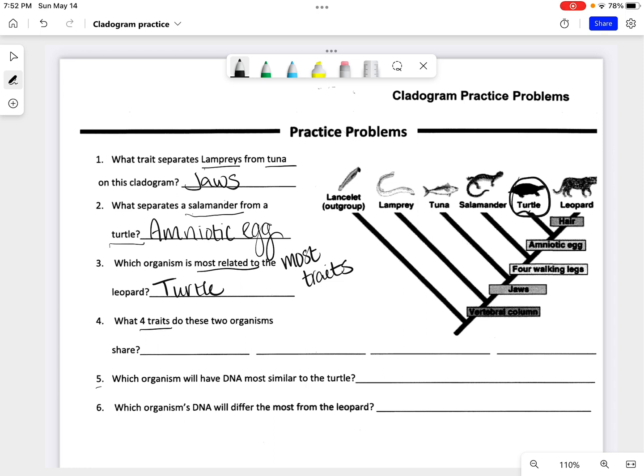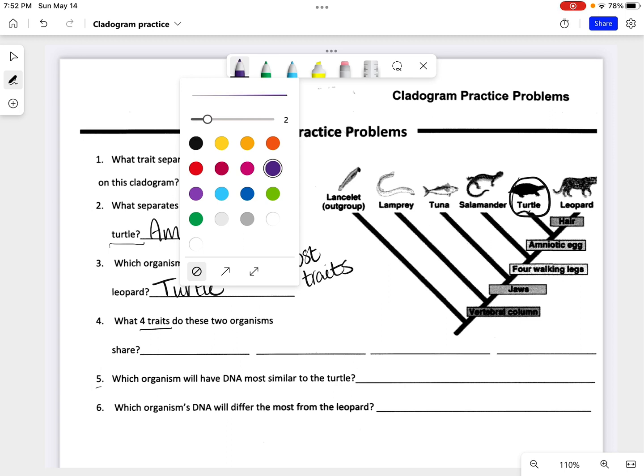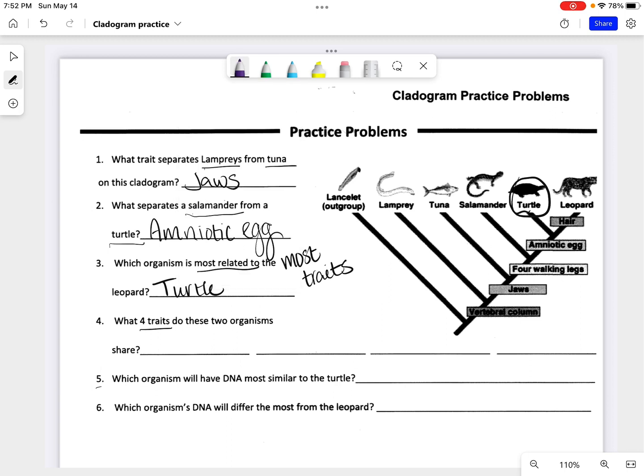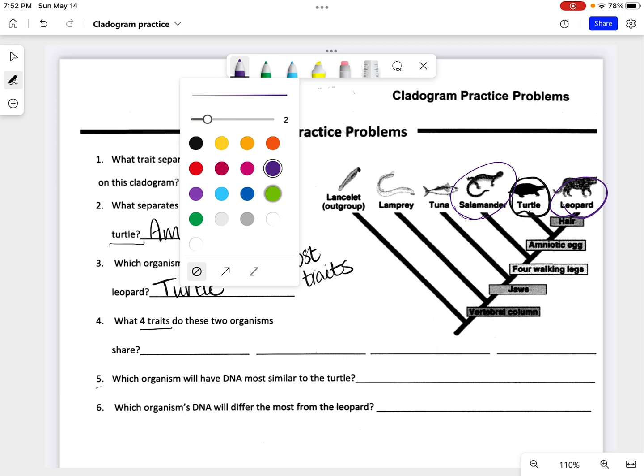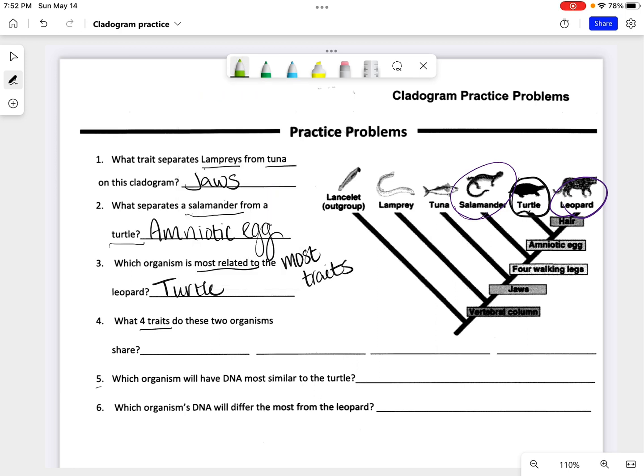So I'm going to circle our turtle in black to pay attention to him. And I'm going to change my color here. You might be tempted to say it could be the leopard or the salamander, because they're both one spot away from the turtle. But we need to do something similar to number 3. We need to figure out how many traits each of these organisms shares. So let's start with our leopard. The leopard and turtle do not both have hair, but they do have an amniotic egg, 4 walking legs, jaws, and a vertebral column. So the leopard and the turtle share 4 traits.